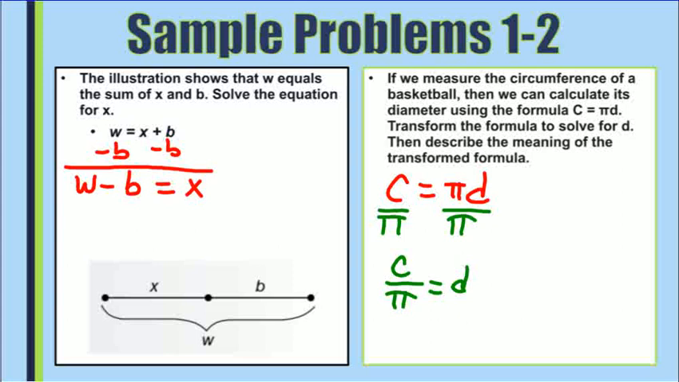So the meaning of the transform, if I want to find the diameter, I just take the circumference, which is the perimeter of a circle, and I divide it by pi. And sometimes they're going to say divide by, keep it as pi. Sometimes they could say use 3.14 for pi, or they might ask you to use 22/7. But anyway, this transform formula is just saying how do you find diameter when you're given the circumference of a circle.